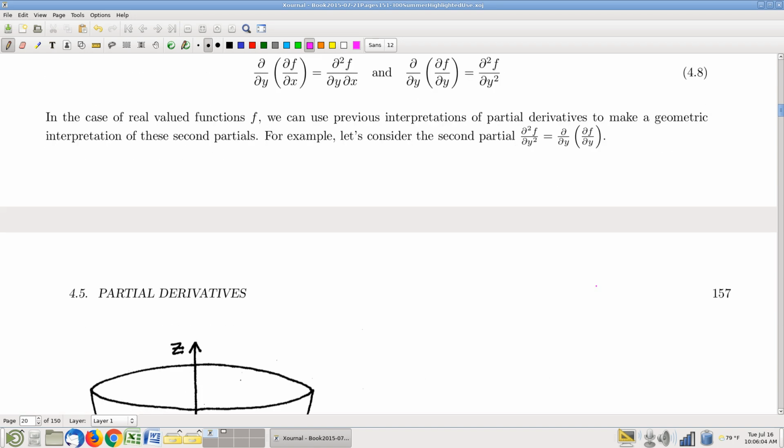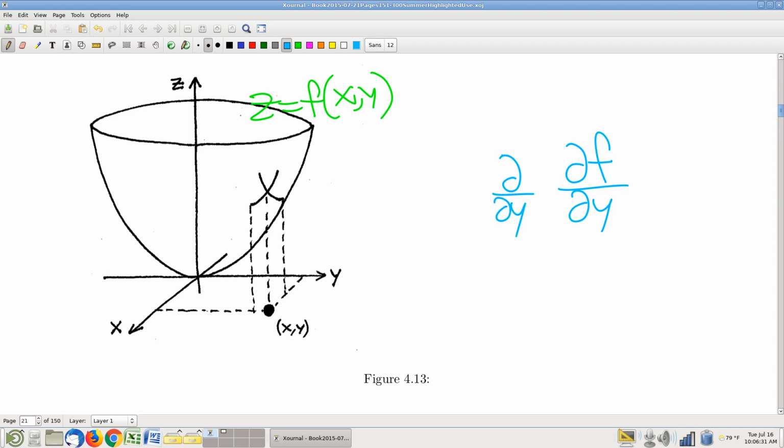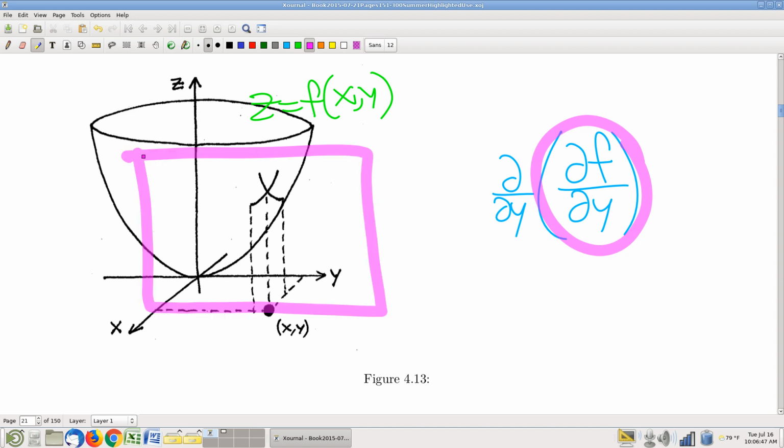What does this look like? Let's take a look here. We have a graph. This is z equals some function of x and y. And let's take a partial derivative, a second partial with respect to y. So let's take that second partial. What do we get? Okay. Two-step process. First, for the purposes of the first y partial, I'm looking at a cross-section in the y direction. That cross-section looks something like that, and I'm looking at the slope of that tangent line.